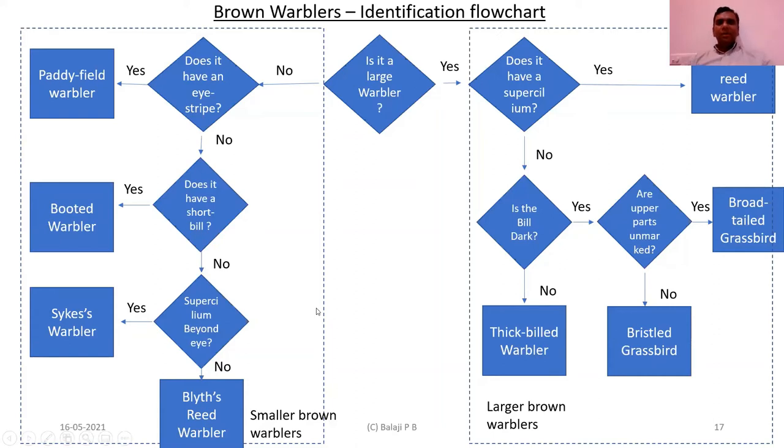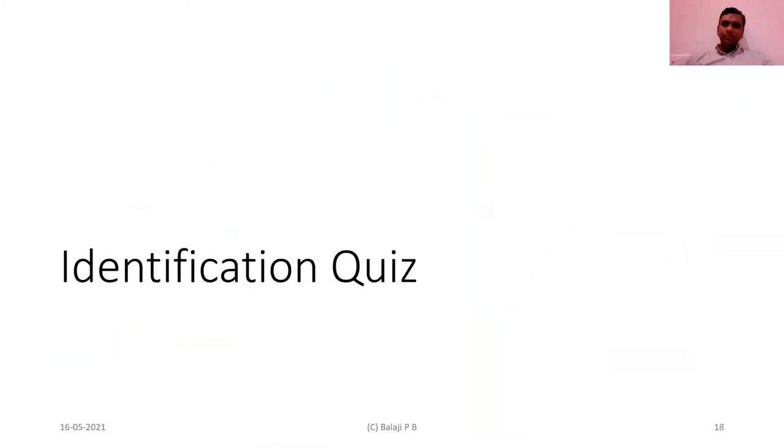But anyway, for the sake of simplicity, we have restricted to two or three parameters that we need to look at, just for making it easy for the beginners. So people can take a screenshot of this flowchart if they prefer. Anyway, we'll be revisiting this flowchart again after the identification quiz is over. So let's proceed to the identification quiz.